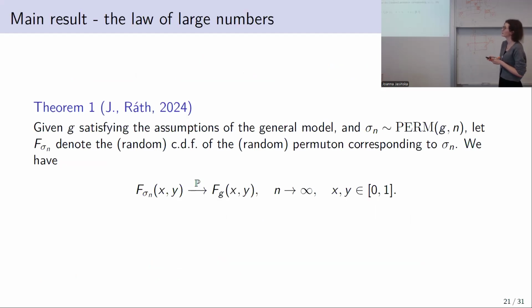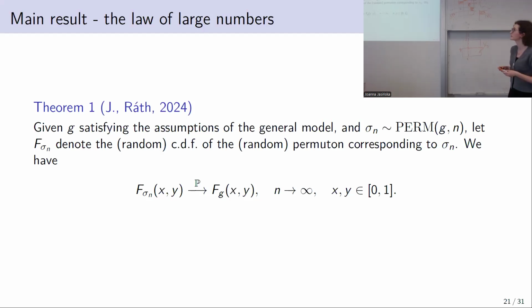The theorem that we proved was that if we have this fixed function g satisfying the assumptions of our general model, and we have a sequence of g-random permutations from this general family, then the cumulative distribution functions of the permutons associated with our permutations converge to the cumulative distribution function of this previously identified limit. So we have convergence in probability.